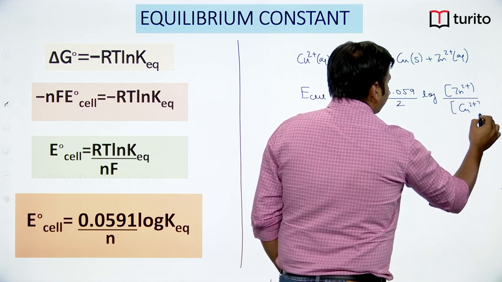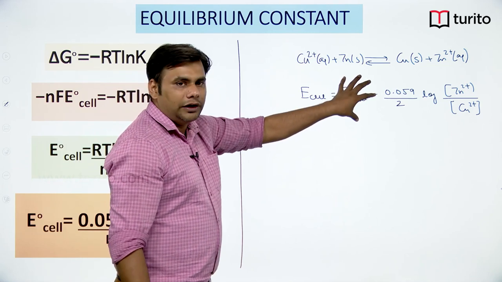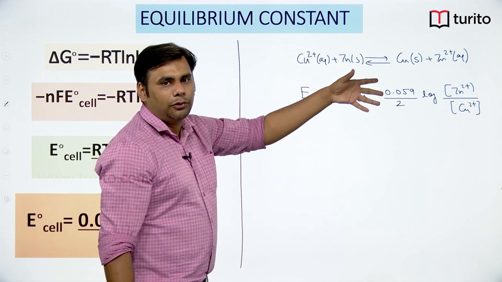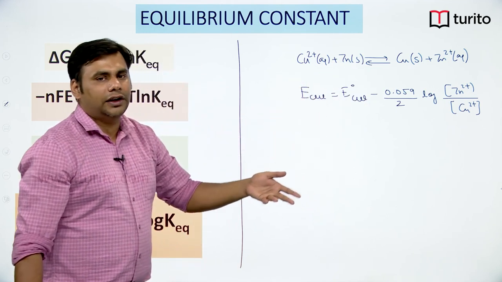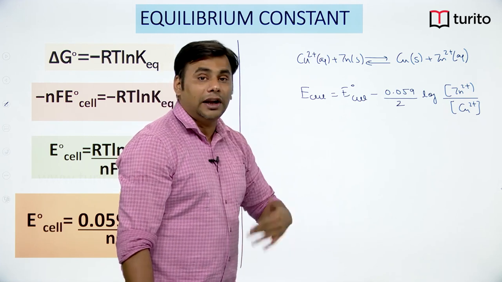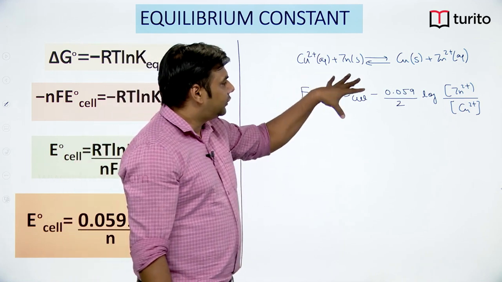So the value of n is 2 into log of concentration of zinc 2 plus upon concentration of copper 2 plus. Initially, E naught cell is a positive quantity, because if the reaction is spontaneous, E naught cell has to be positive. That's how we check whether a cell is spontaneous or not. For a cell to be spontaneous, so that we are able to draw current from it, E naught cell should be positive.